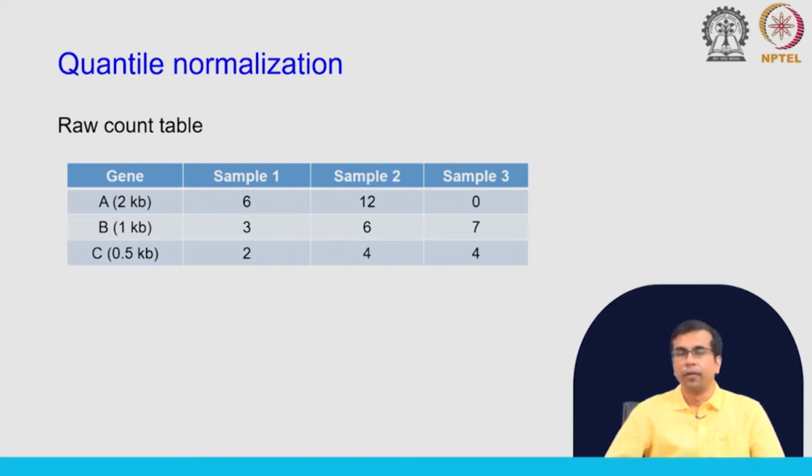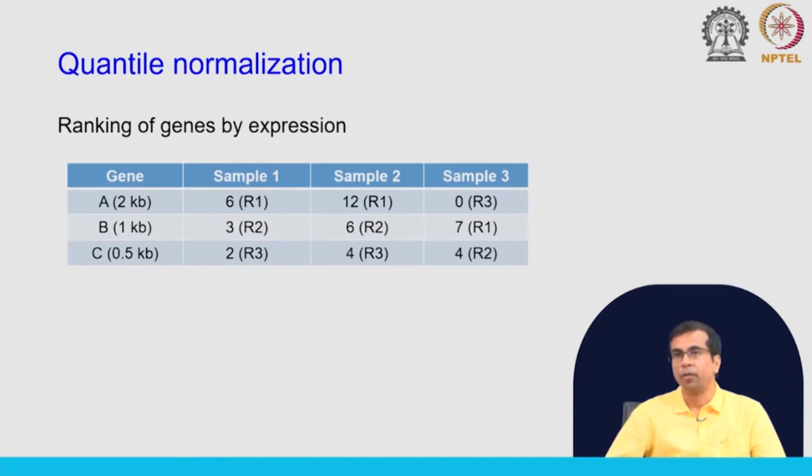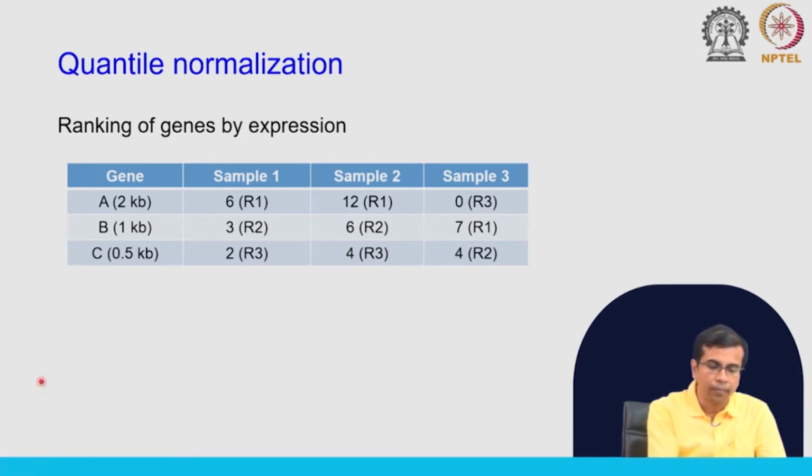So, what is the first step? We have to rank genes by expression. You can do low to high ranking or high to low ranking. Here I have done high to low ranking. The letters and the numbers that you see: R1 stands for rank 1, R2 stands for rank 2 and R3 stands for rank 3. I have ranked these genes, and we have only 3 genes, so it is easy. R1 is the rank 1 gene with the highest expression, and again in sample 2, rank 1 is the one with the highest read count, and in sample 3 we have also done the ranking.